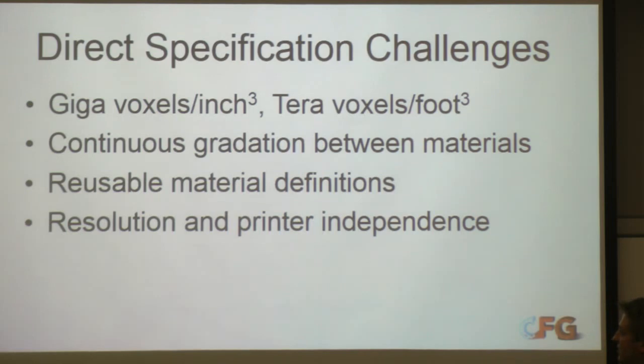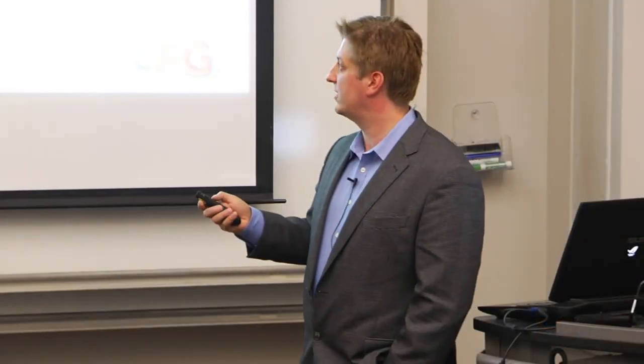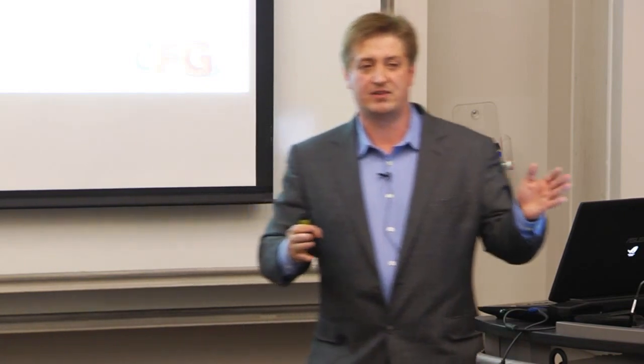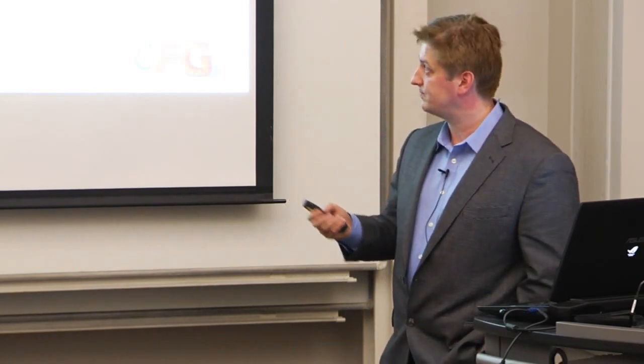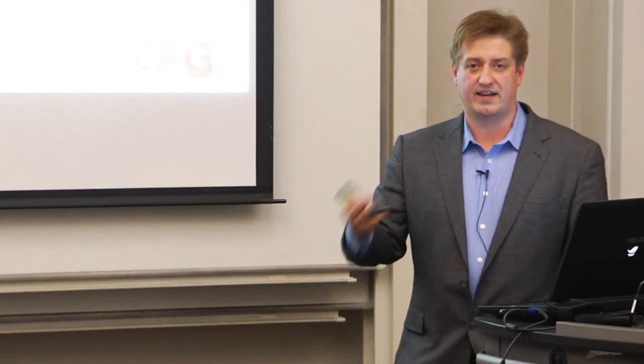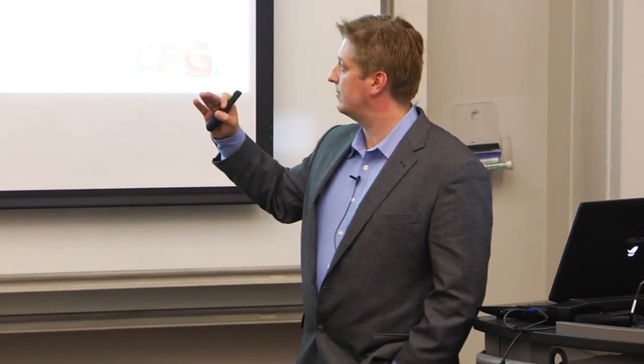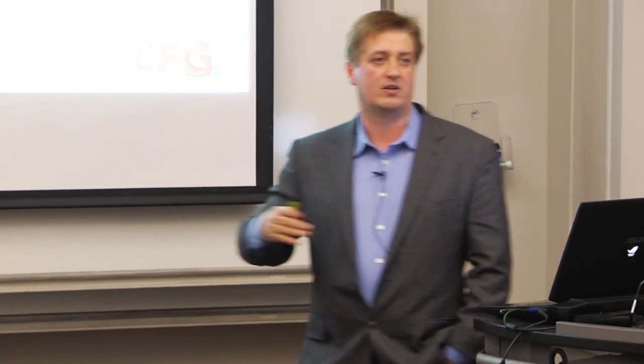It's really difficult. The second challenge is that specifying continuous gradation between two different materials is inherently very hard using current modeling tools. If you would like a structure that goes from one material to another, it's very hard to do at this point. We also do not have proper reusable material definitions, so that if you define some material structures, you can reuse them later on. And the current tools do not provide printer and resolution independence. Everything is set for a given printer. We would like to have tools that abstract that.